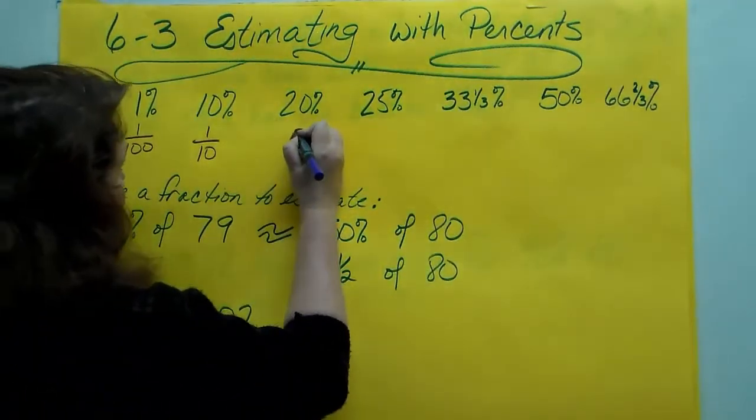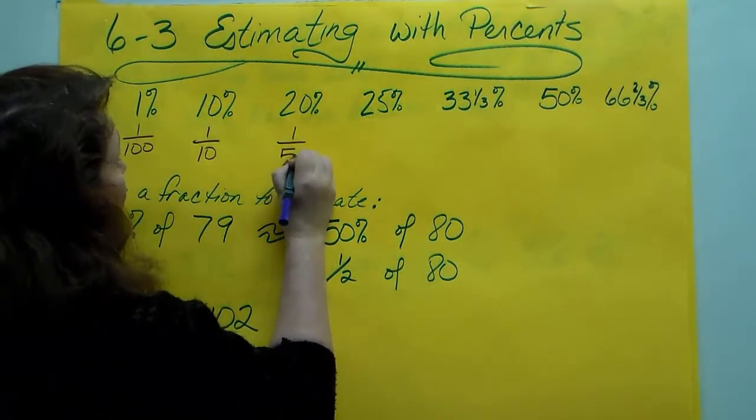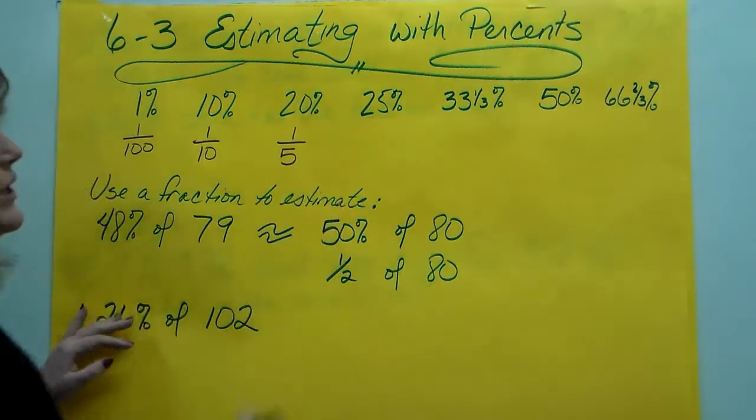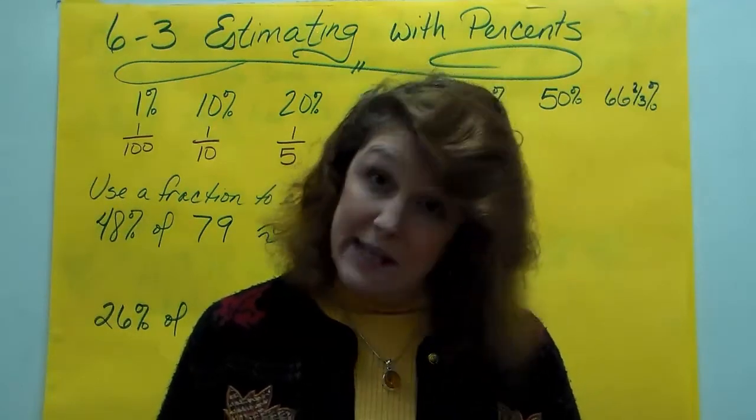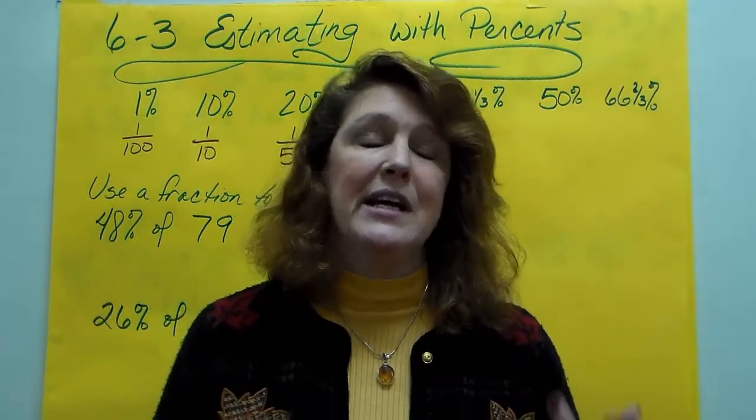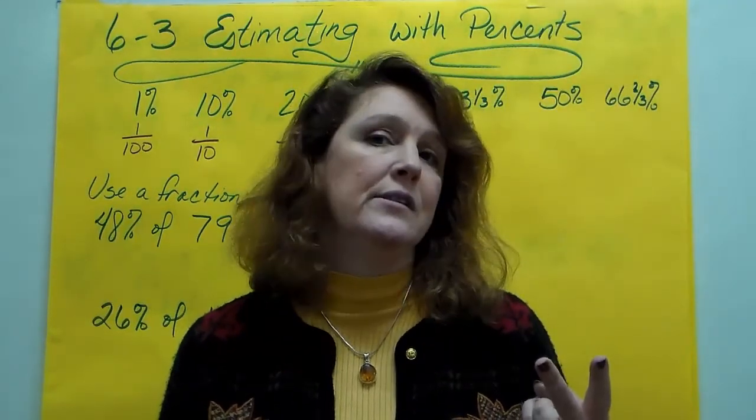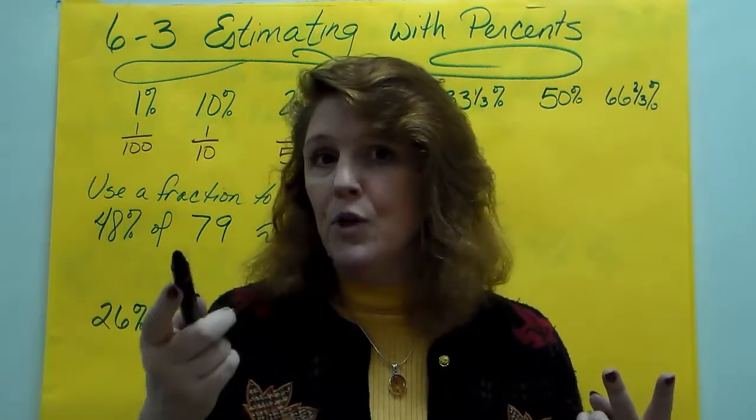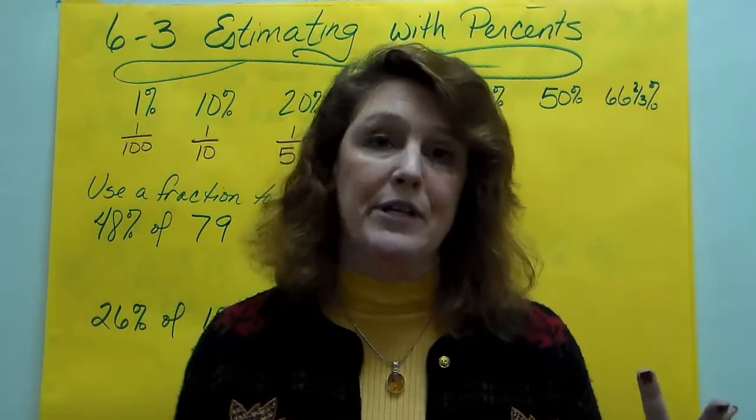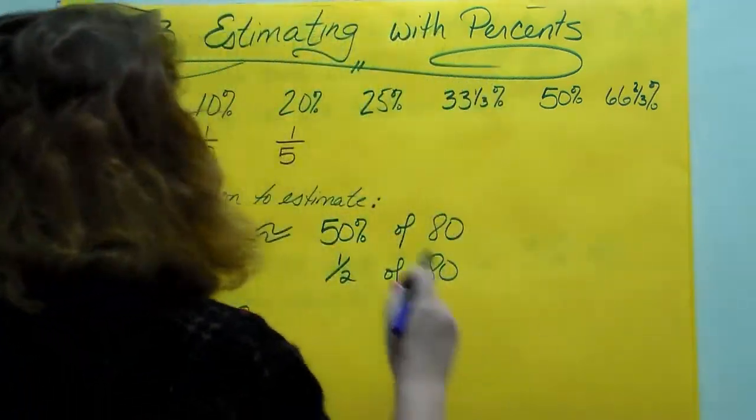20% is only 1/5 of something because there's 5 20s in 100. 20% is the recommended tip these days. 20% is 2 10%. If you're trying to find a 20% tip, you move the decimal over once and you multiply that by 2, and that works.